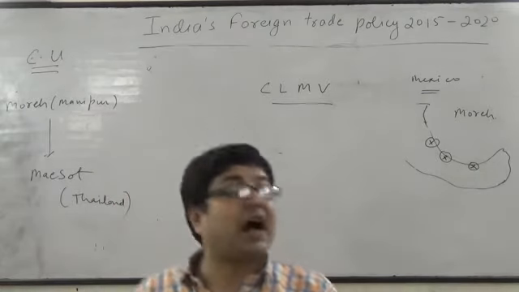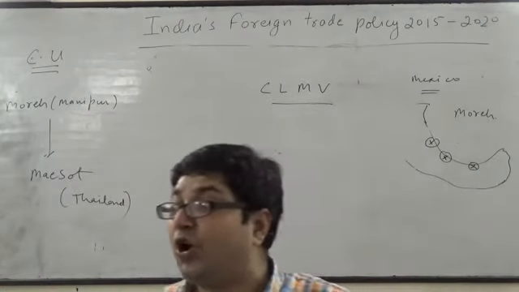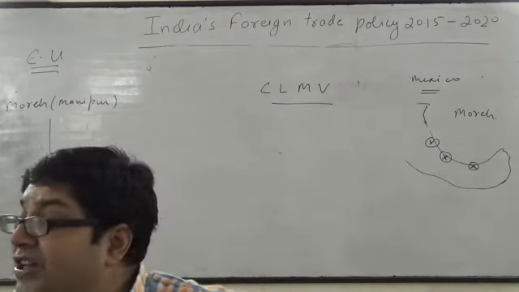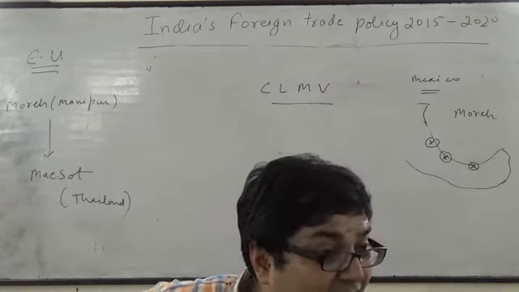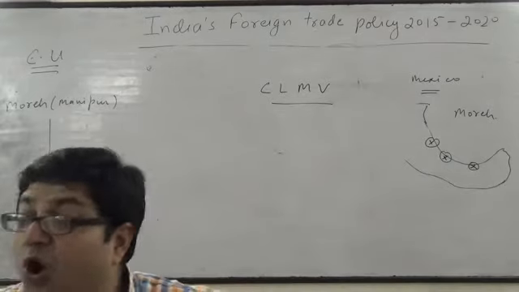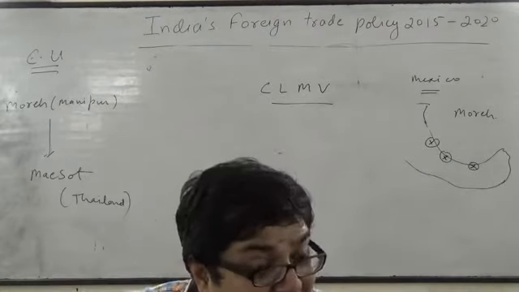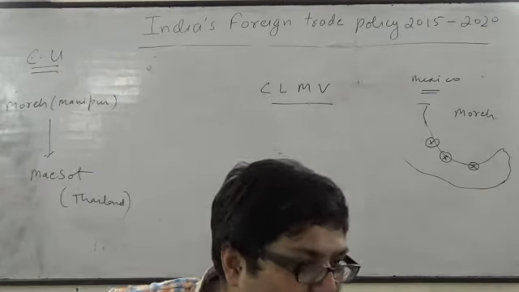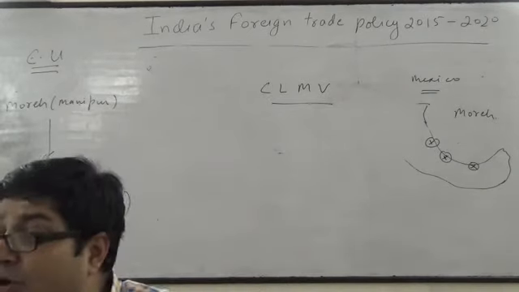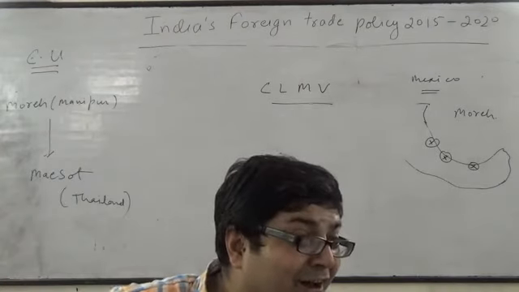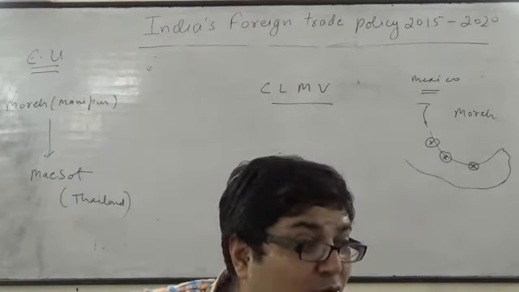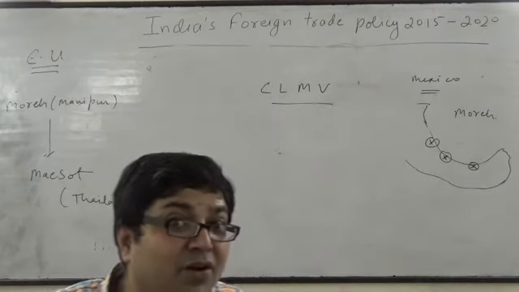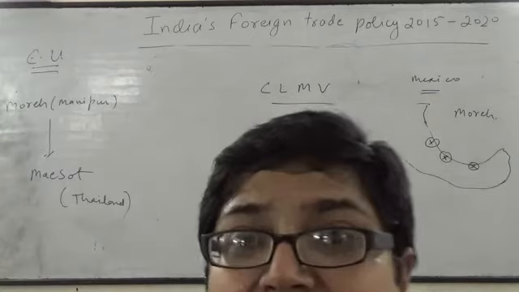Now, this region accounts for 16% of India's total trade. Northeast Asia. Northeast Asia includes China, Japan, Hong Kong, Taiwan, the Republic of Korea, that is South Korea, and the Democratic People's Republic of Korea, that is North Korea. Although the name is Democratic People's Republic, it is a complete autocracy.